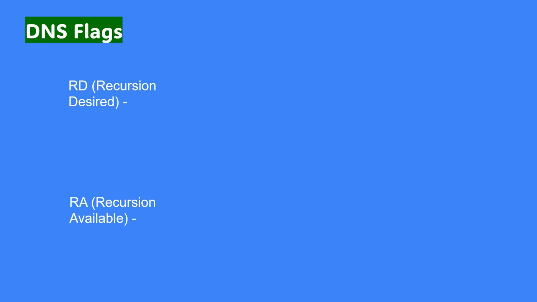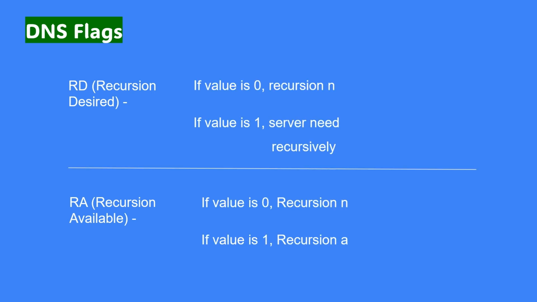Next we have the recursion desired and recursion available flags. Recursion desired is again a 1-bit flag which either says it's not desired, or it says yes, it is desired if set to 1. If it is a recursion, it needs to move from one level to the other level in order to search for the answer. That's recursion desired.